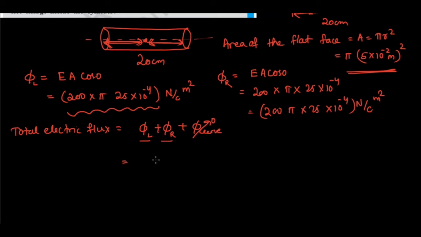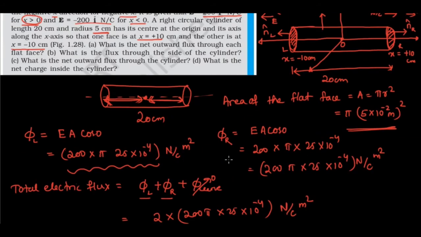So just multiply 2 into 200 pi into 25 into 10 to the power minus 4 Newton per coulomb into meter square. So do all the calculation, you will get the answer.